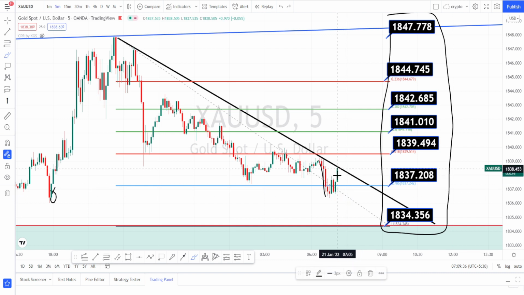So currently when we look at the price action, it is consolidating within this support line of 1834 and the trend line. Soon we can expect a directional movement on the bullish side or on the bearish side.